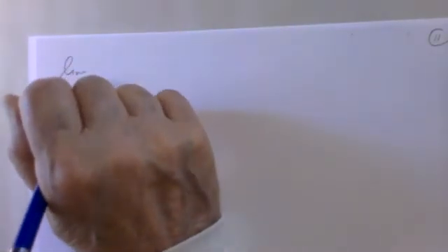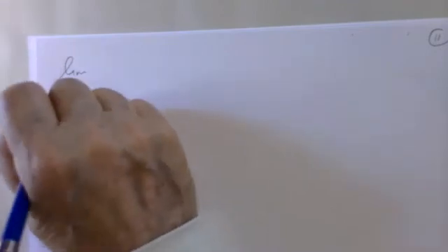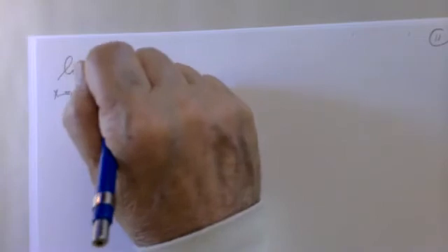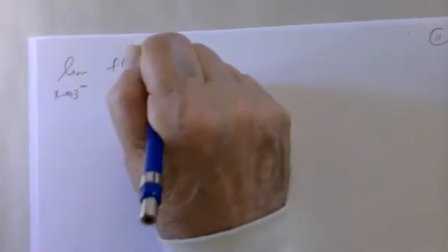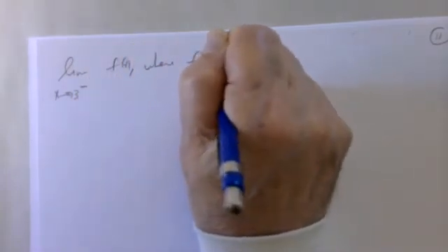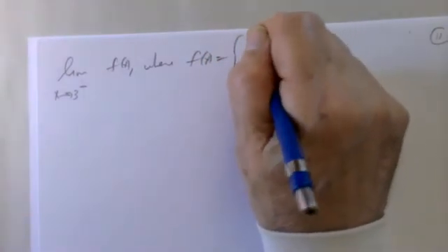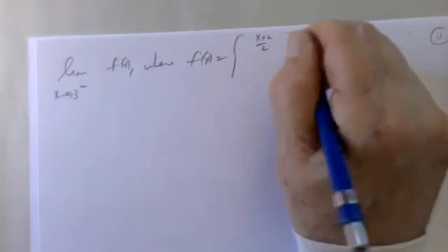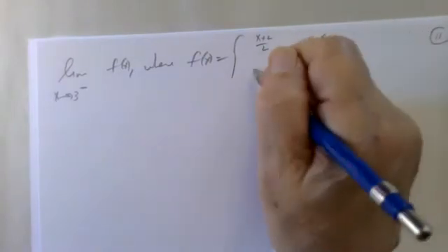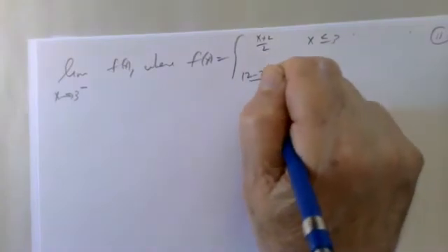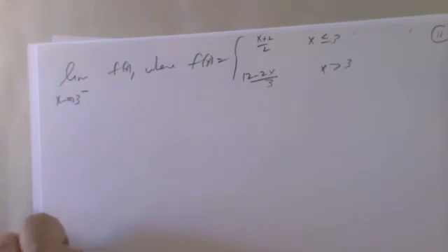Here we have the following problem. Compute the limit as x approaches 3 from the left of the function f of x, where f of x has this definition. It's equal to (x plus 2) over 2 if x is less than or equal to 3, and (12 minus 2x) over 3 if x is bigger than 3.